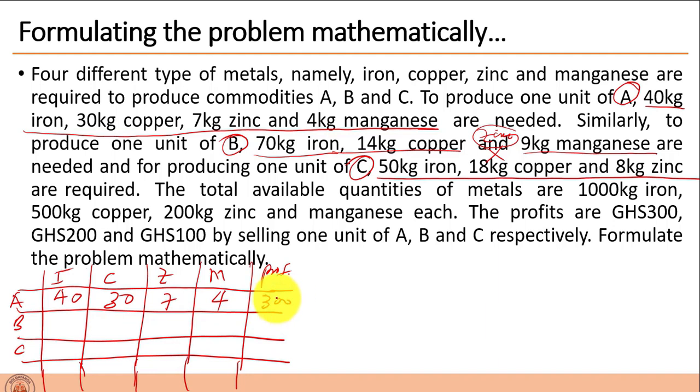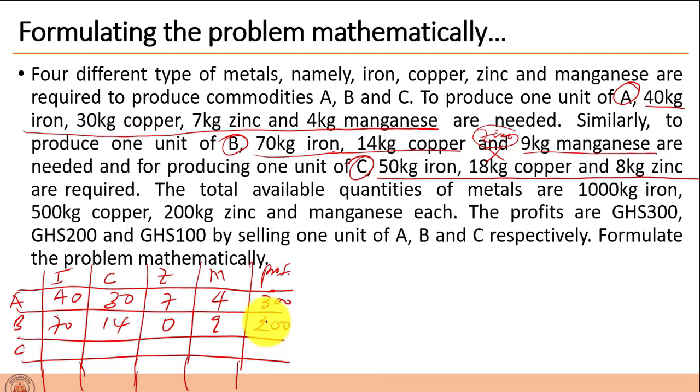Next one, B. B needs 70 kilograms of the iron, 14 kilograms of the copper, and then 9 kilograms of manganese. So we put 9 here. Zinc is not mentioned, so it means zinc is not required in making product B. So I put 0 here. And what profit am I going to get when I finish with this product? I am going to get 200 Ghana cedis.